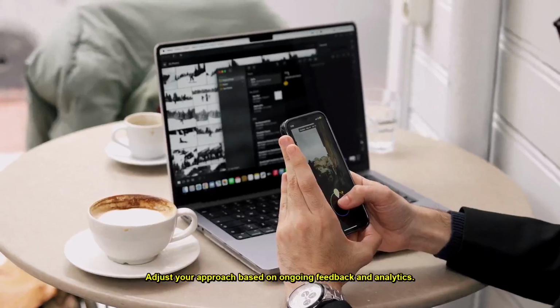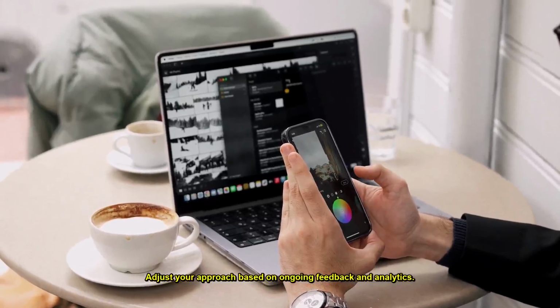Share best practices and tips on using TimeSolv effectively. Consider offering training sessions for clients who may need assistance. Monitor engagement metrics after implementing these strategies. Adjust your approach based on ongoing feedback and analytics.